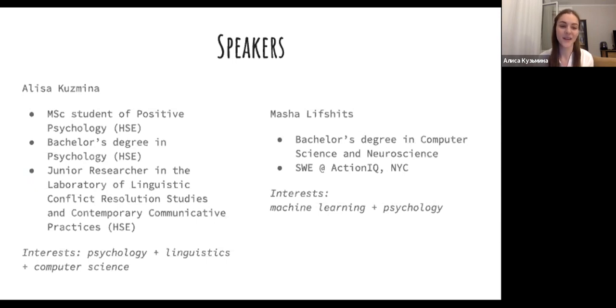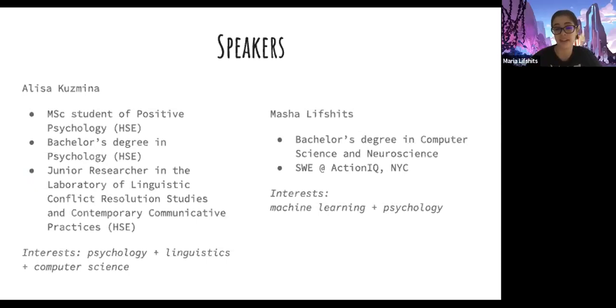And my helper with the last thing, computer science, is Masha Lifshitz. Hey everyone, I'm Masha. I have a bachelor degree in computer science and neuroscience. I actually started at Higher School of Economics in the psychology department, and after one semester here, I moved to the United States. Right now I work as a software engineer at ActionIQ, a data-driven startup in New York City. In my free time, I help Alisa with her research, and my interests are in the area of machine learning and psychology.